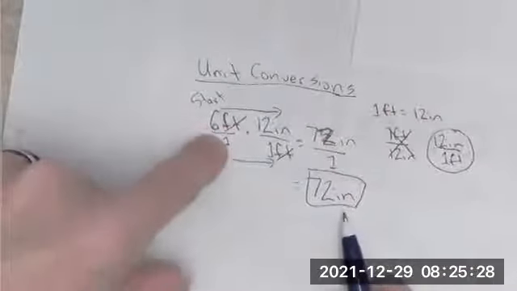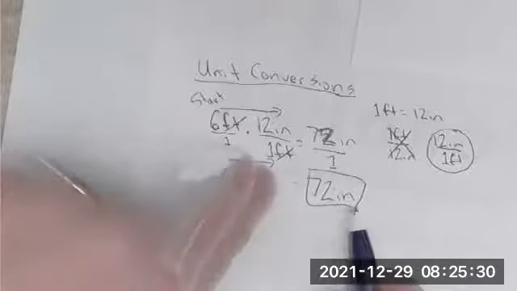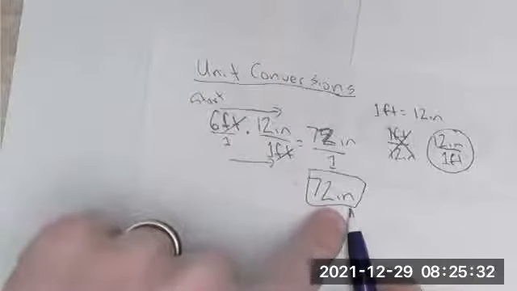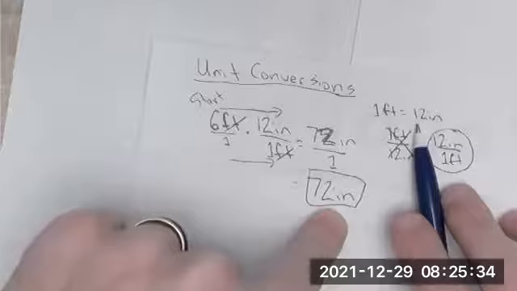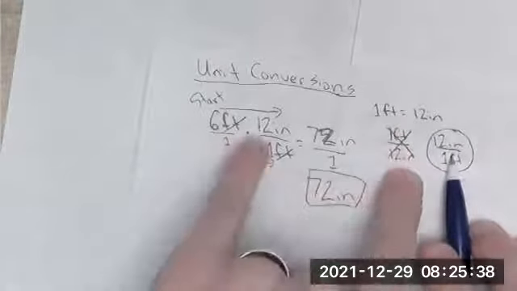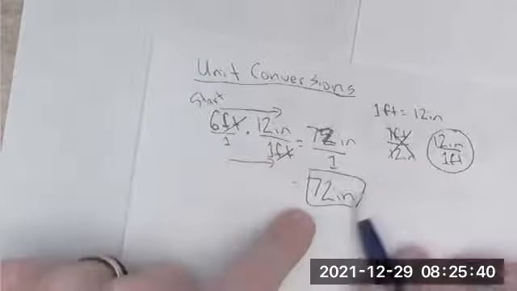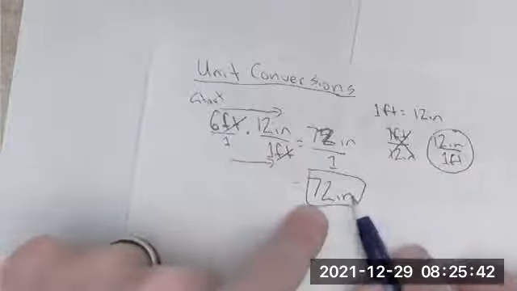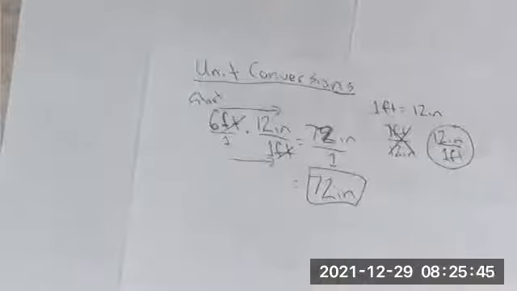I've converted, starting with 6 foot tall and ending with how many inches tall I am, by using the unit conversion that we know, this equality, turning it into a ratio, and multiplying it by a ratio to convert it to the units that I want for an answer.